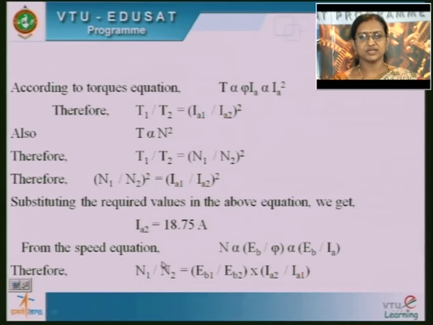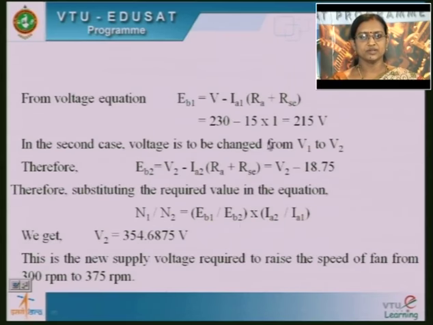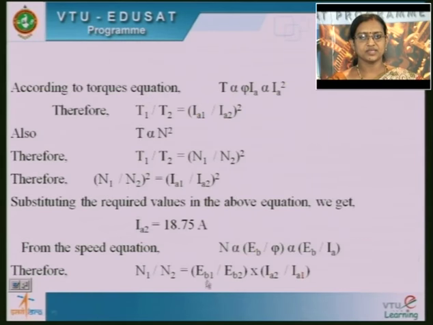From this relationship we get N1 divided by N2 is equal to Eb1 divided by Eb2 multiplied by Ia2 divided by Ia1. Substitute the required values after calculating Eb1 and Eb2. Ia1 is mentioned in the problem, Ia2 you have calculated, and N1 and N2 you have. Now, the required values are Eb1 and Eb2.